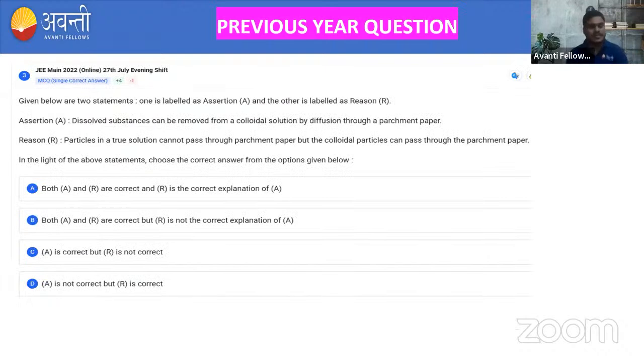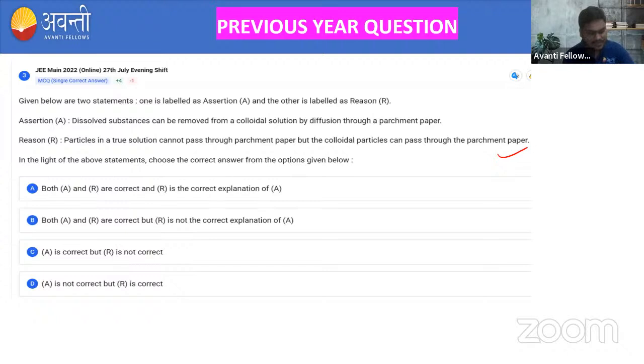Now, the next question: given below are two statements, one labeled assertion and the other reason. The assertion is: dissolved substance can be removed from the colloidal solution by diffusing through a parchment paper. The reason is: particles in the true solution cannot pass through the parchment paper, but the colloidal particles can pass through. You have to identify which one is correct and which one is not correct.